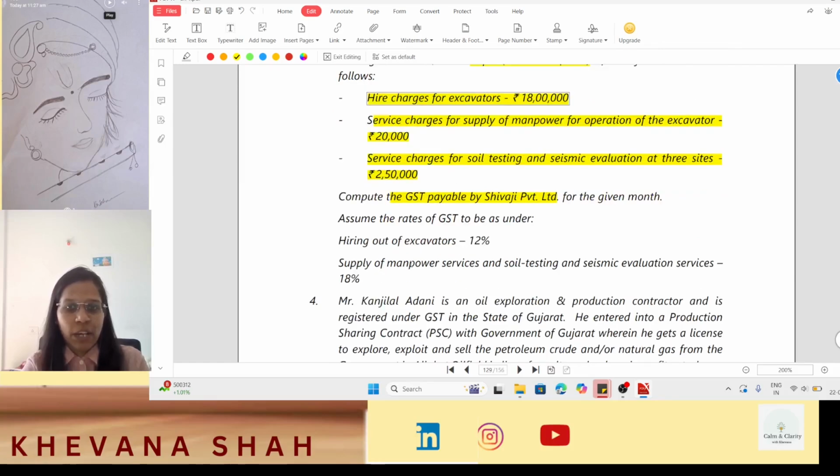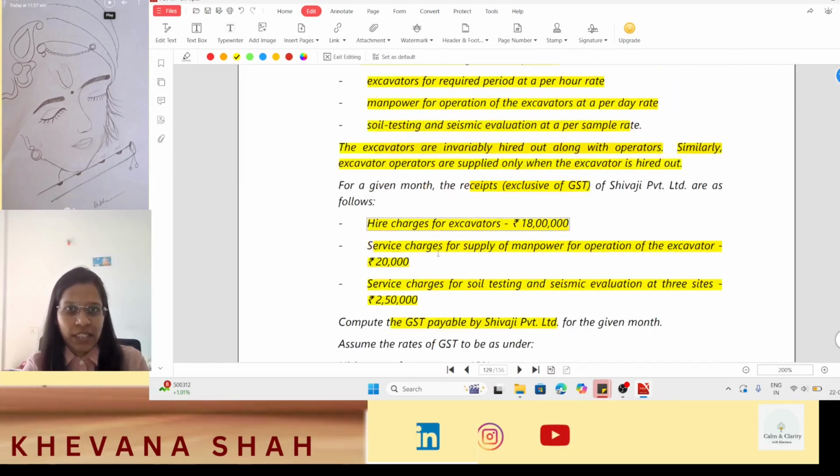The next thing is supply of manpower services, that is at 18%. Now what we are told is that excavators and this manpower, they are not exclusive services, okay? So when you have excavators, you are going to require manpower to operate them. So it is your composite supply, and in case of composite supply, we will apply the rate of the principal supply. So what is my principal supply over here?